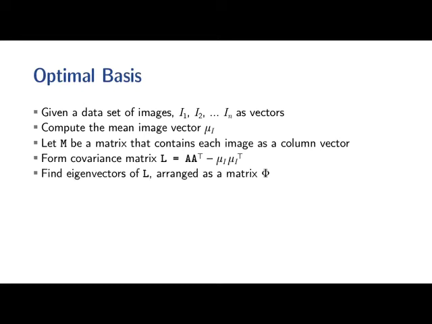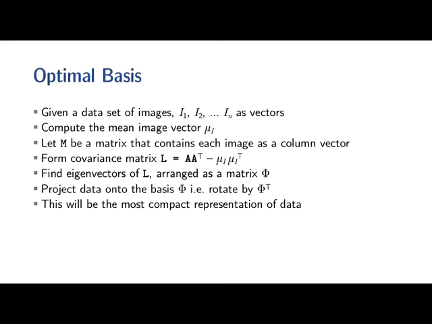Okay? And then I find the eigenvectors of L, I call them phi, and then I project the data onto phi, which means I rotate by phi transpose. Okay, that's what you do. The same thing as we did in KLT, the same thing as we did in DCT and so on. And then this will be the most compact representation of my data because my axes have now become aligned with my data.